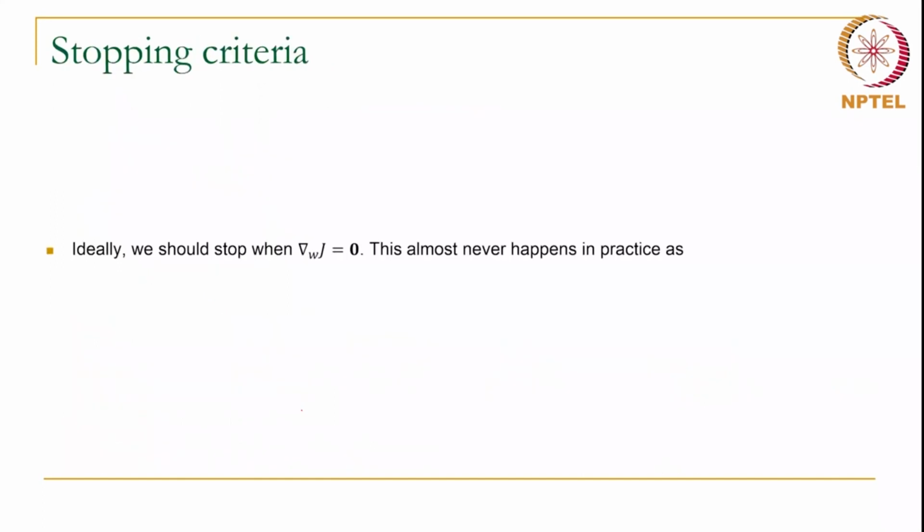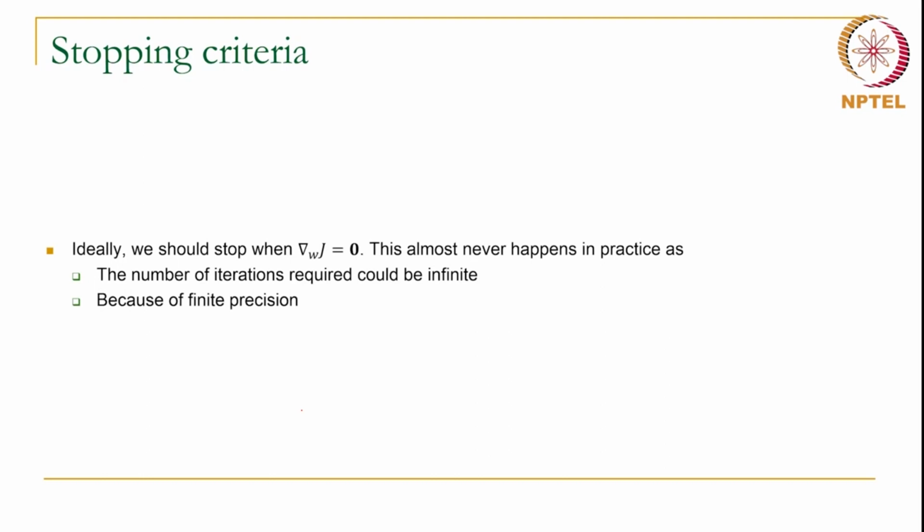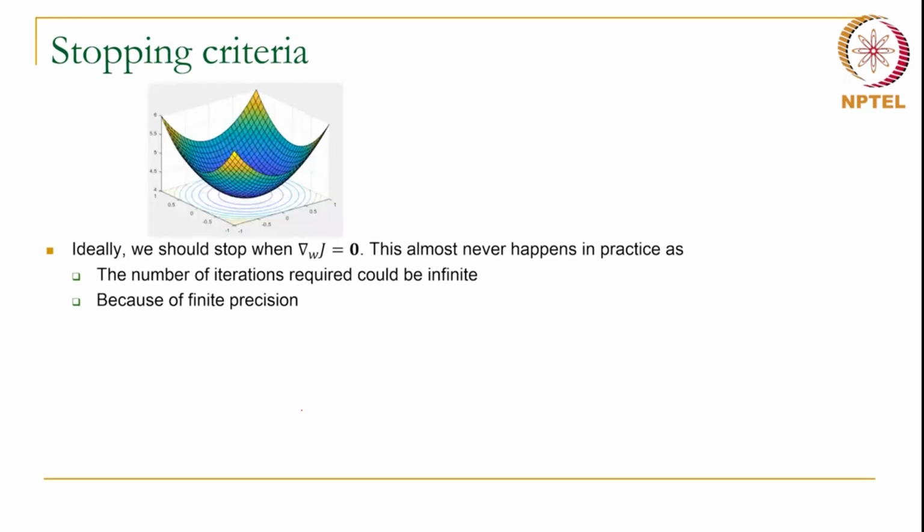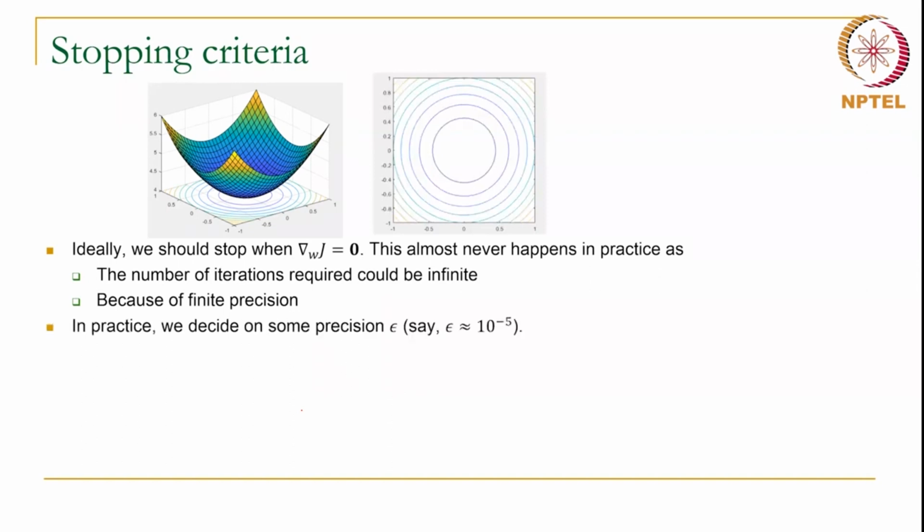How do we stop? Again, you would have seen this previously, even with Levenberg-Marquardt, etc. You should stop ideally when grad J is 0. It will never happen in practice because the number of iterations required could be effectively infinite. I'll show you an example shortly. Also, because your machine will do calculations only till a certain number of digits. So if you have an 8-digit calculator, 8 digits. Usual computer will have 16 digits. So usually we will decide on some precision. I'll call it epsilon.